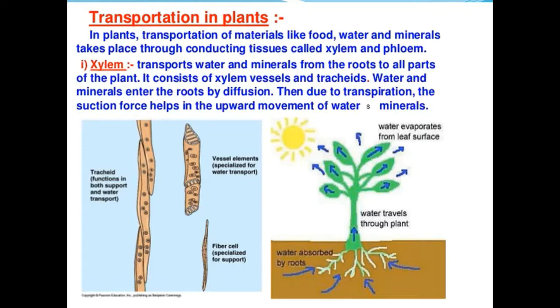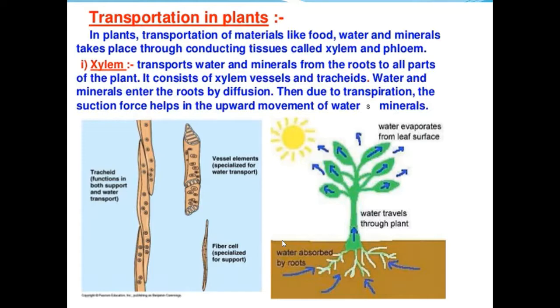Now we know that plants absorb water and minerals from the soil by their root system. Unicellular root hairs are present in the roots and they facilitate the absorption of water and minerals. The absorbed water and minerals have to be transported from the roots to all parts of the plant body. Similarly, the food which is prepared mainly in the leaves by the process of photosynthesis has to be transported to various parts of the plant.